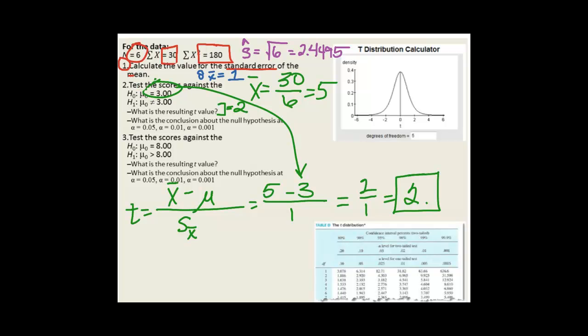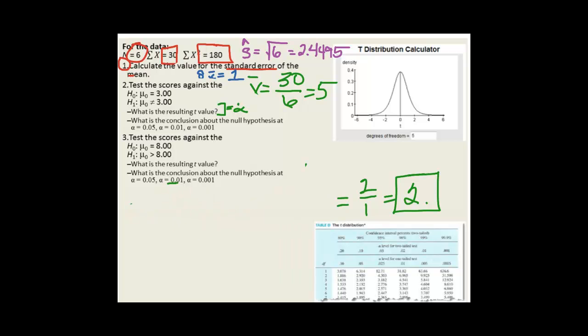Now what do we do with that? That's what's new here today: we are now going to take that value and make a decision about the null hypothesis by comparing it to the critical value for this particular set of degrees of freedom and level of alpha. Since my n was 6, n minus 1 is the degrees of freedom, so I have 5 degrees of freedom.